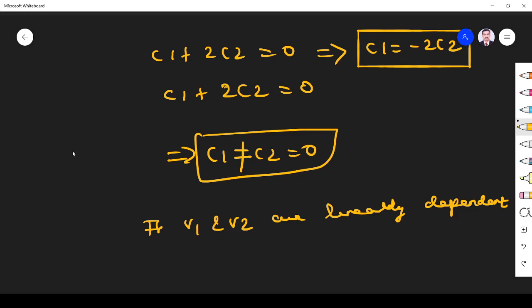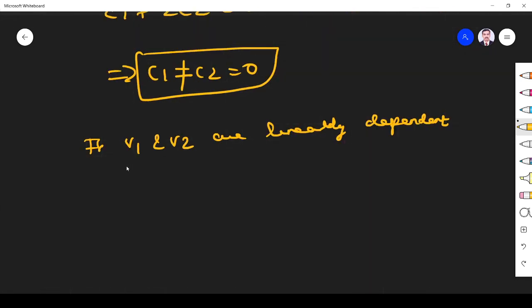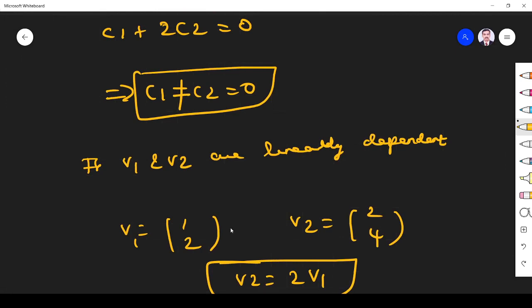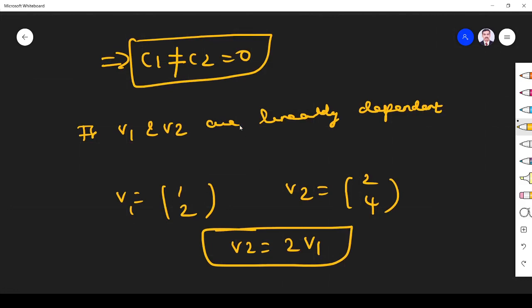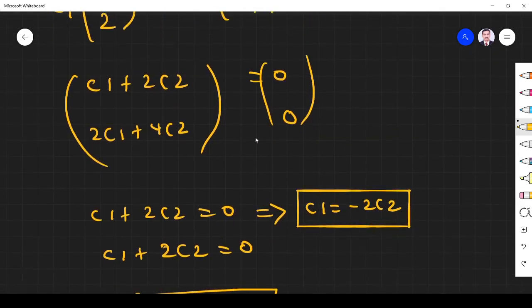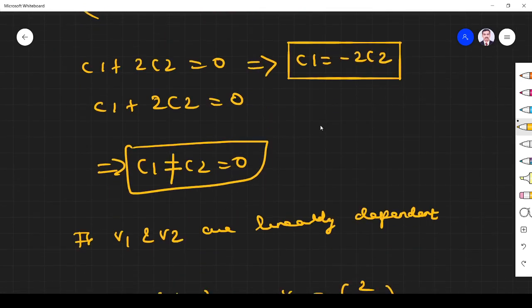Right? So this is a very important problem. From the question itself we can understand v1 is equal to (1, 2), v2 is equal to (2, 4). So v2 is twice v1. Yes or no? So they are dependent vectors. From this we can conclude that for two vectors we can say whether they are linearly dependent or independent by seeing the vectors themselves. But for four vectors or five vectors, we have to use the formula like this and solve the problem.